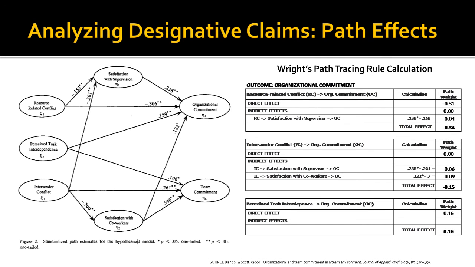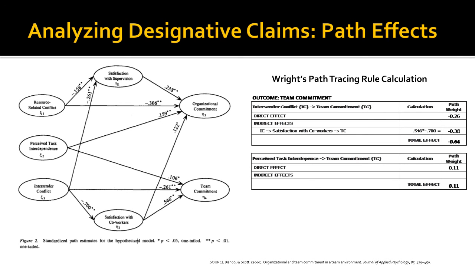The table on the right provides the calculations necessary to determine the path effects for each of the three root causes of organizational conflict: resource-related conflict, perceived task interdependence, and inter-sender conflict. Notice in the calculation of indirect effects that we work backwards from the outcome to the root cause. This ensures that we do not miss any line from an outcome back to the root cause. The calculations show that the total effects of the root causes on organizational commitment are negative 0.34 for resource-related conflict, negative 0.15 for inter-sender conflict, and 0.16 for perceived task interdependence.